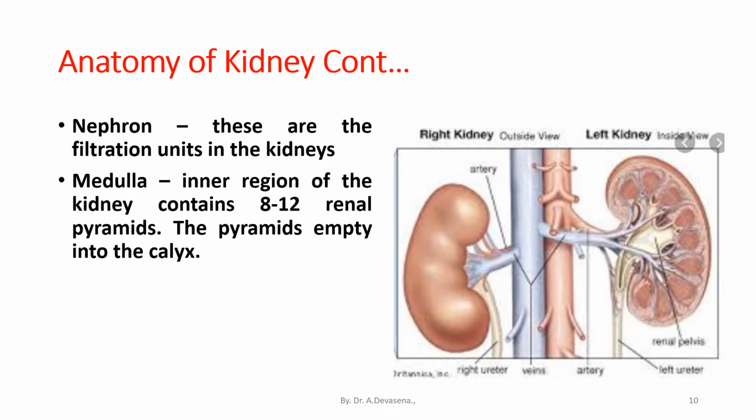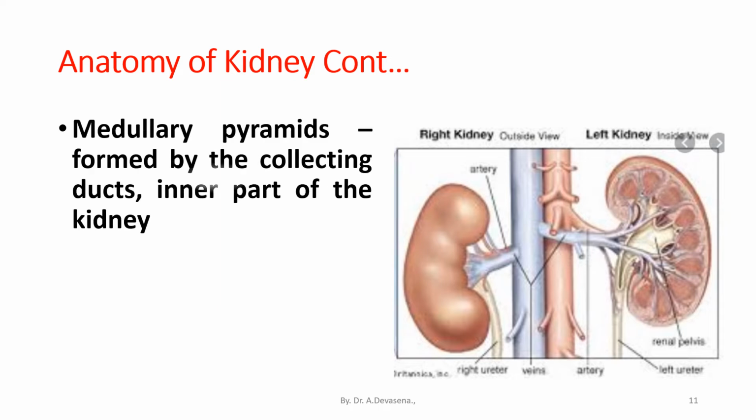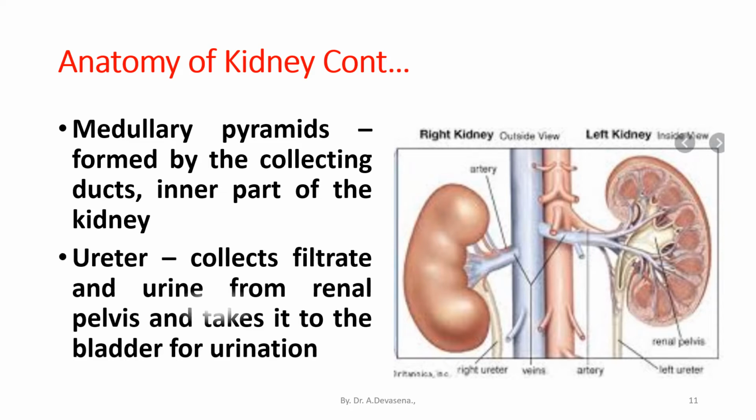Medulla. The inner region of the kidney contains 8 to 12 renal pyramids. These pyramids empty into the calyx. Medullary pyramids are formed by the collecting ducts in the parts of the kidney. Ureter collects filtrate and urine from the renal pelvis and takes it to the bladder for urination.